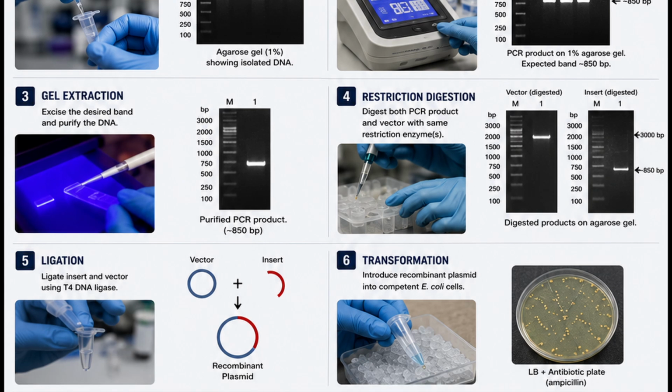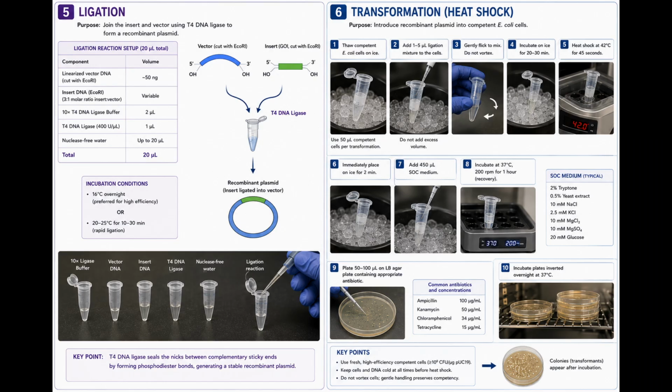So basically, the next step is ligation, where you mix the digested insert and the vector with T4 DNA ligase and incubate under suitable conditions. So finally, you get your recombinant plasmid. Then comes transformation, where you introduce your recombinant plasmid into competent E. coli cells that are already prepared before. The methods used here are mainly heat shock transformation or electroporation, depending on your lab manual. And then you recover the cells and plate them on selective agar. This is done to allow bacteria to take up and replicate the recombinant plasmid.